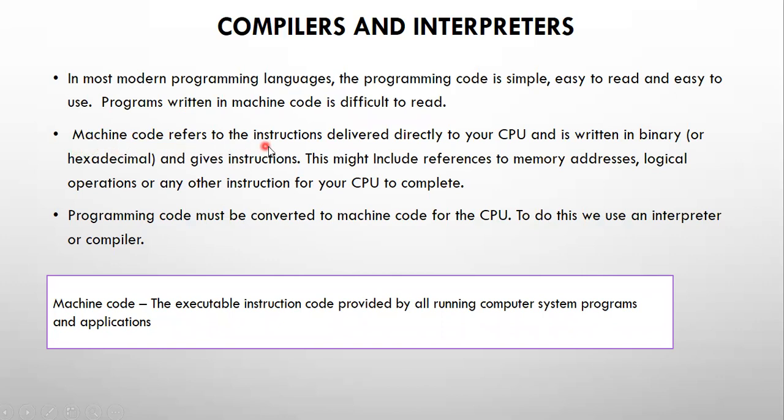Machine code refers to the instructions delivered directly to your CPU and is written in binary or hexadecimal, and it gives instructions on what to do. So machine code is delivered directly to your CPU. Now, this might include references to memory addresses, logical operations, or any other instruction for your CPU to complete. So your CPU can only work with your machine code. Programming code must be converted to machine code for the CPU to use.